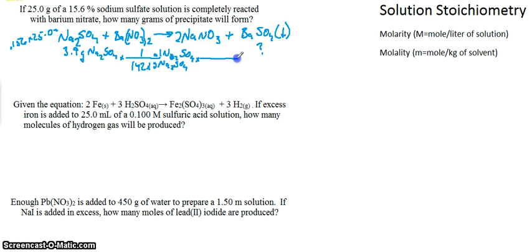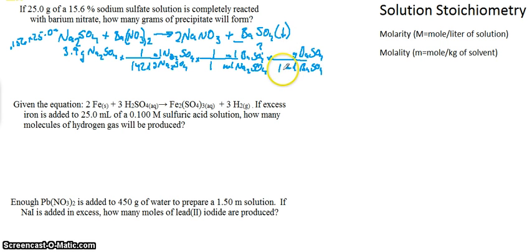And then I'm going to go from moles of Na2SO4 to moles of, in this case, BaSO4. And again, here you use your molar relationship. So there's nothing there, so that's a 1. Na2SO4, that is also a 1. And then from here, they want to know grams. So I'm going to go from moles of BaSO4 to grams of BaSO4.